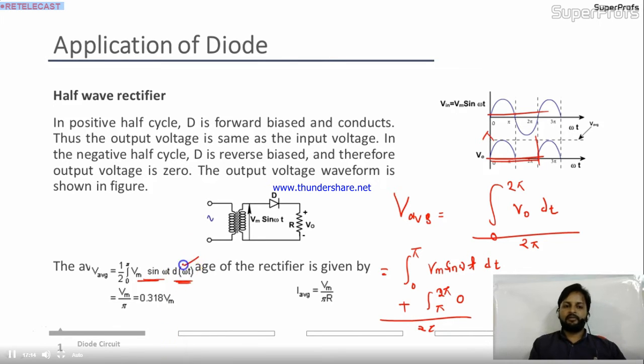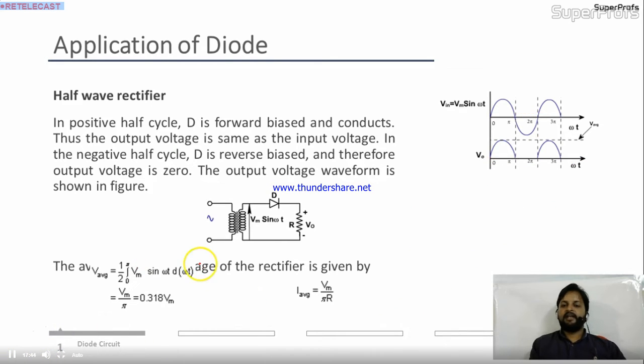Now when you solve this equation, you are integrating with respect to omega t, because you are considering omega t here. Okay. So when you integrate, you will get Vm by pi, which means 0.318 of Vm. 0.318 of Vm. What does it mean?